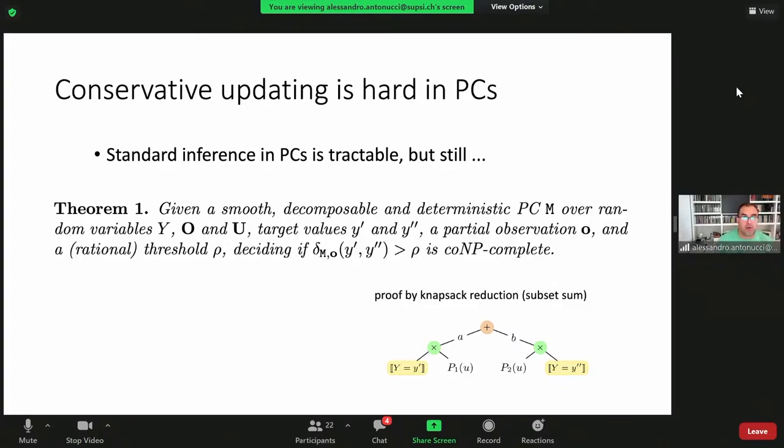The proof is in the paper. So the general problem for smooth, decomposable, and deterministic circuits is NP-hard. Is it surprising? For sure, it's more surprising than what we get for Bayesian networks. In Bayesian networks, standard inference is hard. Here, standard inference is tractable, but this generalized task is hard.